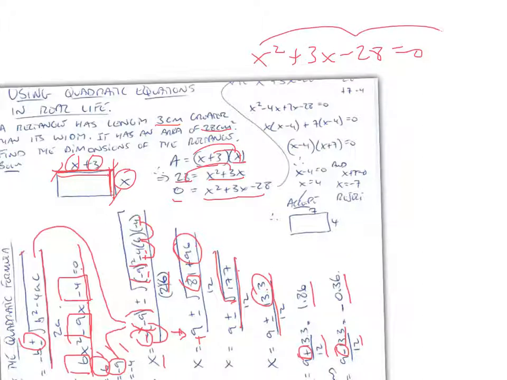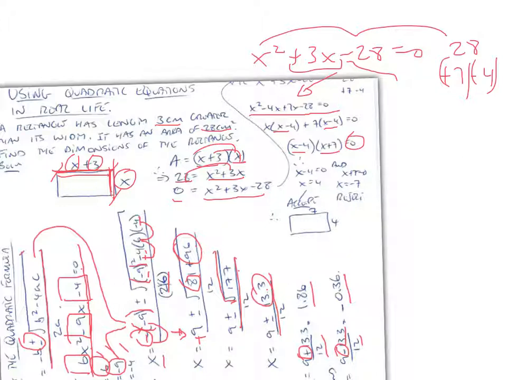So if we do our guide number, our guide number is 28. We're looking to make up this plus 3x. Our signs are going to be different. So we'll go with plus 7 and minus 4, because those multiplied by each other give us 28. So we'll rewrite this as x squared minus 4x plus 7x minus 28 equals 0. Factorising by grouping, we have x into x minus 4 plus 7 into x minus 4 equals 0. So we have x minus 4 times x plus 7 equals 0.